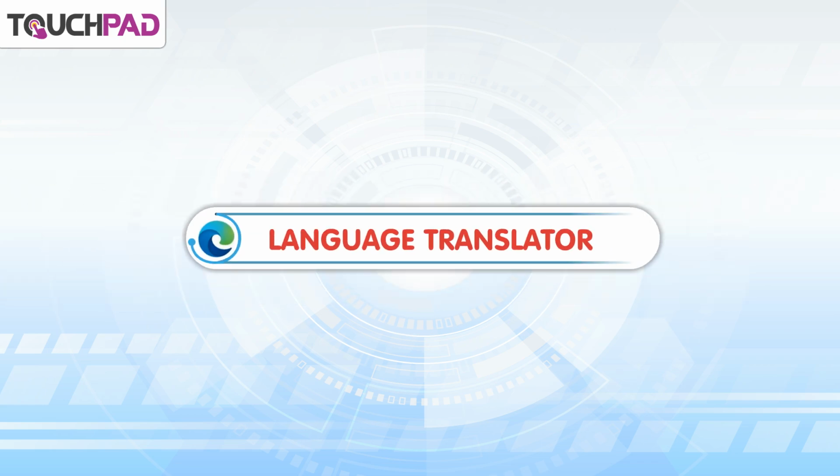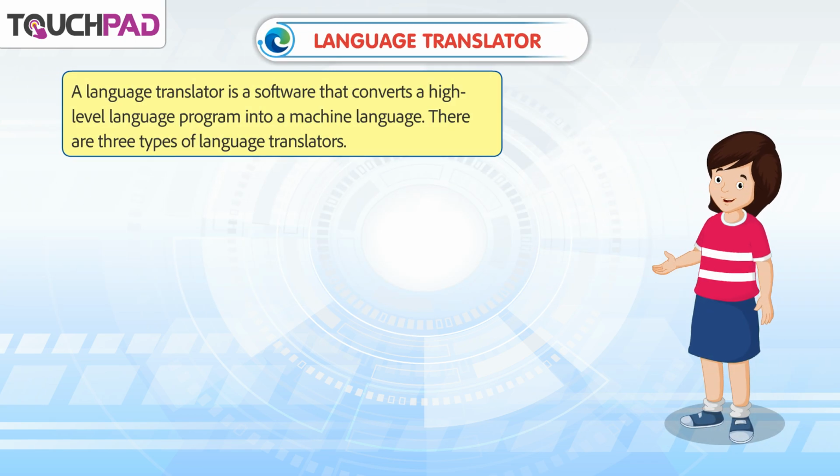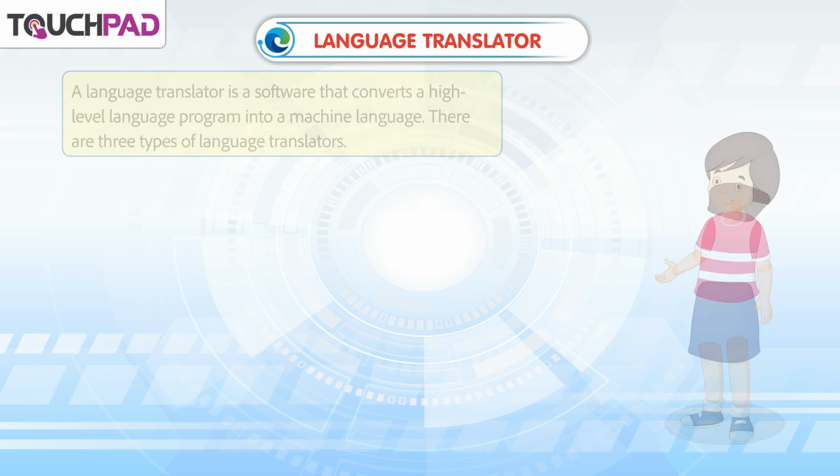Language translator. A language translator is a software that converts a high-level language program into a machine language. There are three types of language translators.